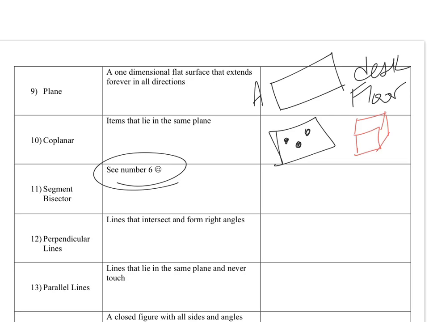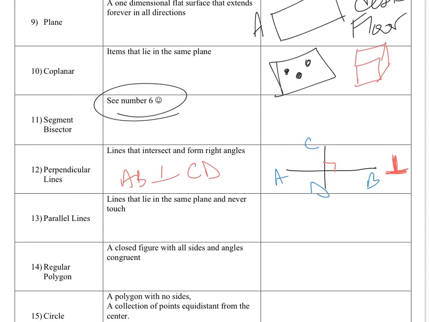Perpendicular lines, lines that intersect to form right angles. So if I have a perpendicular line, it's going to look like this. I'm going to make a right angle. The symbol is an upside down T, so it looks like this. And it'll say something like AB is perpendicular to CD, and you would label this AB, CD, and perpendicular with the right angle.